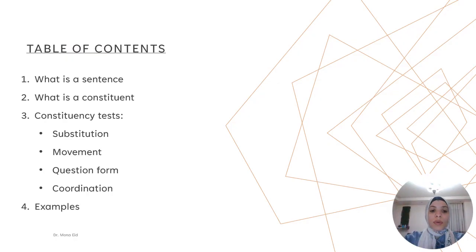First of all, we will know the meaning of a sentence, also the definition of a constituent, along with constituency tests: substitution, movement, question form, and coordination. Last but not least, we will take some examples to make it more clear.